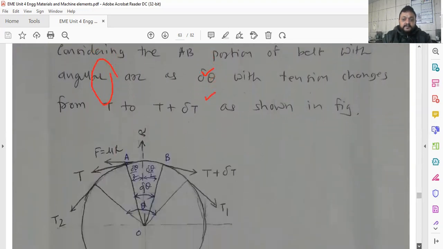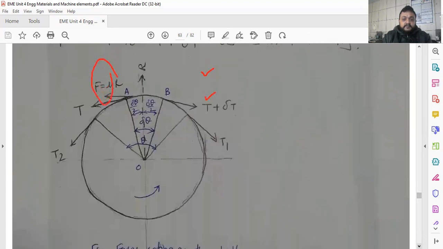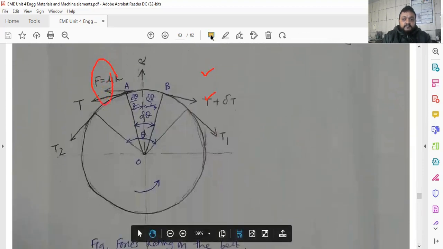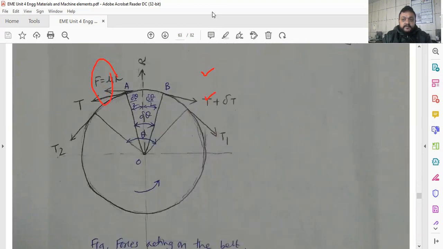So here you can see one figure, a magnification of the pulley where the belt is in contact with it. Here you can see this is the line of action, or line of contact. Assuming a small angle where the belt is in contact is d theta, delta theta. So this is the normal reaction.